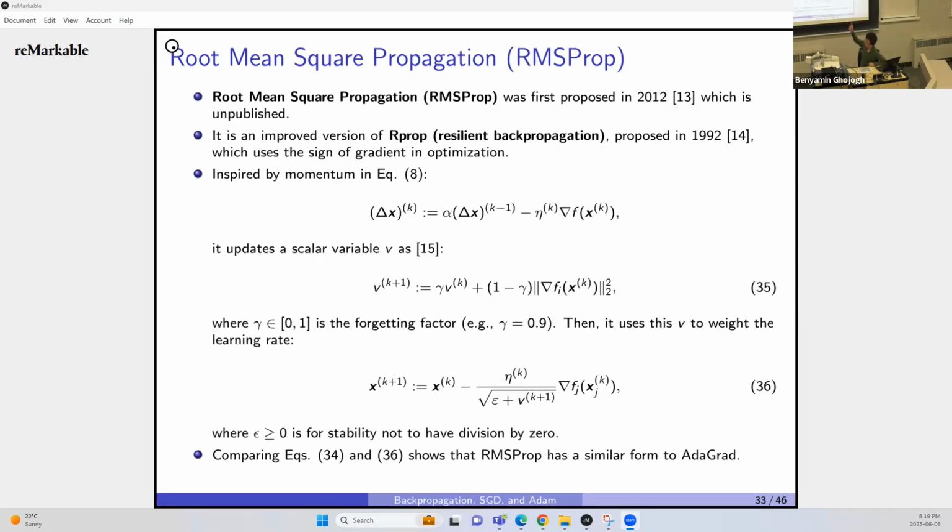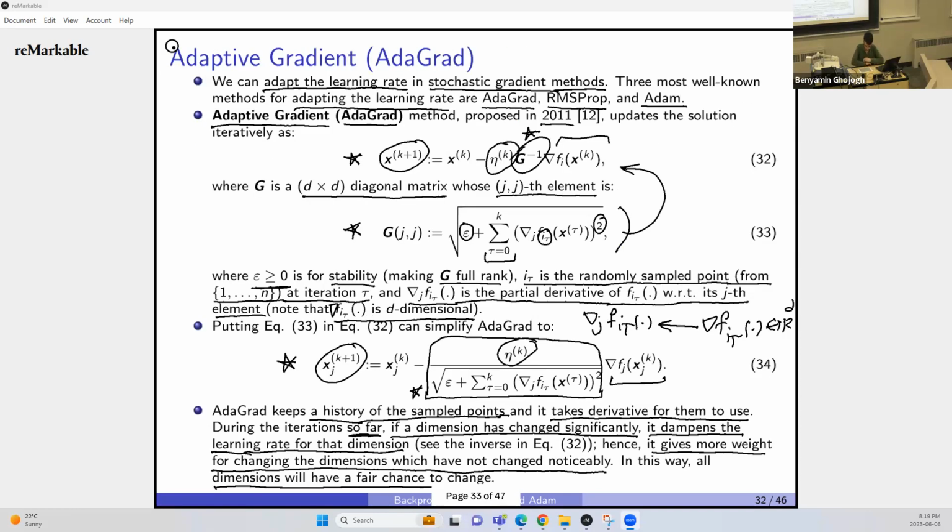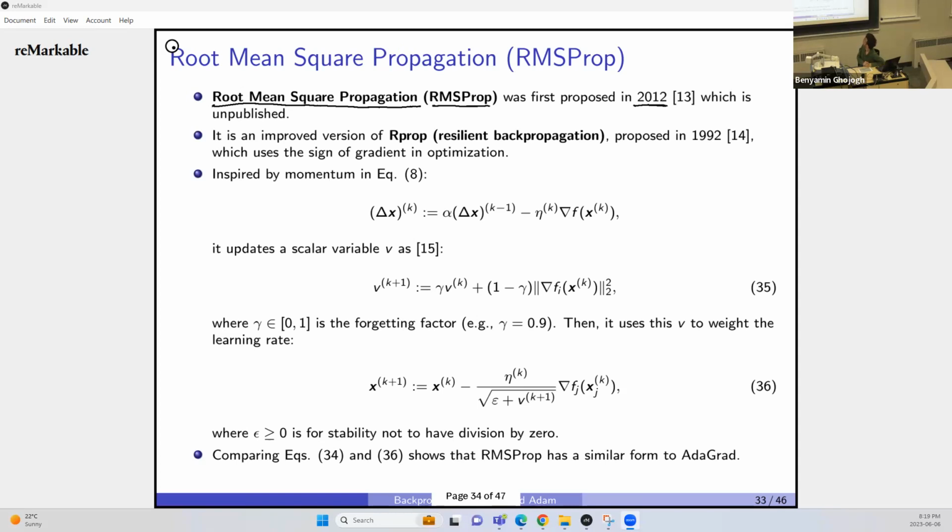Now, root mean square propagation, in short, RMSProp. This is also important in machine learning. It was first proposed in 2012. AdaGrad was in 2011, RMSProp was in 2012. And it was unpublished. Why? It was in a slide deck of Hinton, when he was teaching at the University of Toronto. Interesting. It is unpublished, but it became an important method in machine learning.